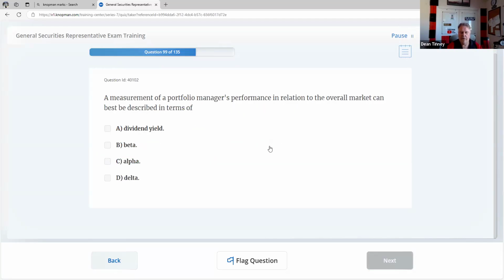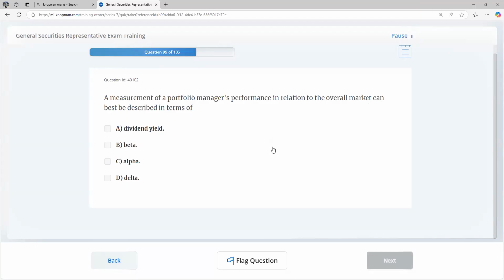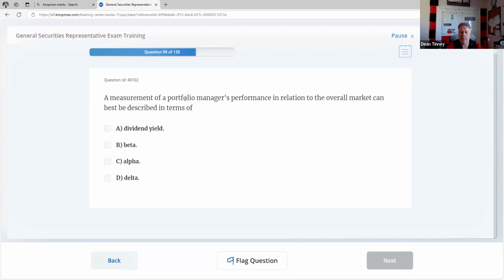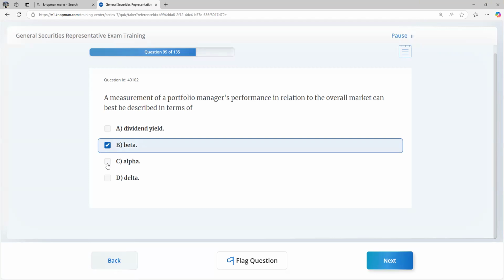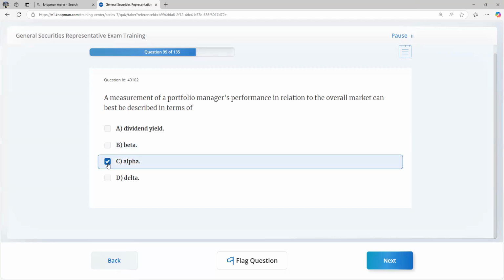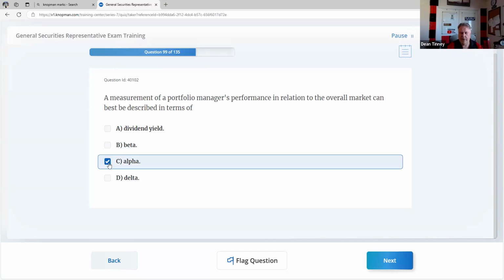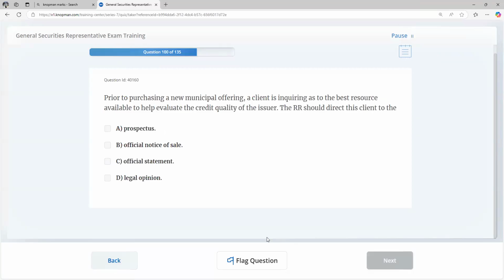Step up. A measurement of a portfolio manager's performance compared to the market as a whole can best be described in terms of. Isn't that beta? A measurement of a portfolio manager's performance in relationship to the overall market can best be described in terms of. I'm going to go with alpha. I think it could be either. Sorry, go back, because it wasn't talking about volatility. Yeah, it's performance in relationship to the market. Yeah, alpha. So I think it's alpha. Yeah, I knew that.